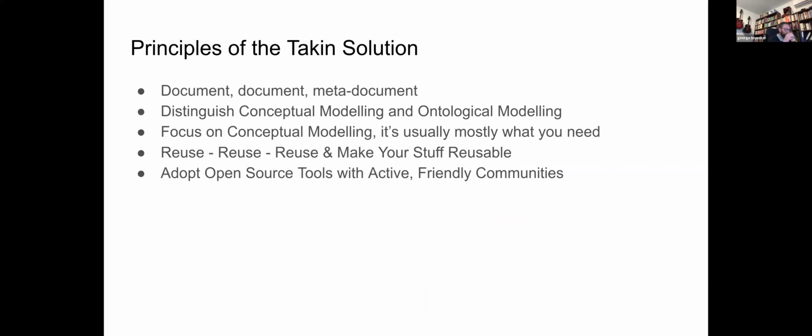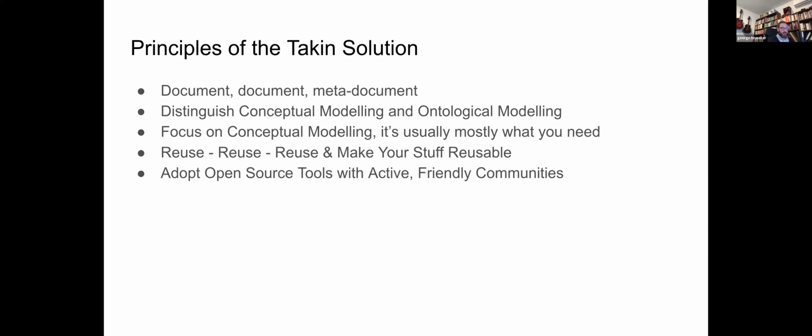So some of the principles behind what I've called the Takin solution here for the problem of creating sustainable and reusable semantic projects are that you should document, and meta-document everything you're doing as you go along the way, so that you can trace what's been done and where you got to, and what things you've used to generate and re-express data. A major distinction that we make internally is between conceptual modeling and ontological modeling, which I mentioned previously.